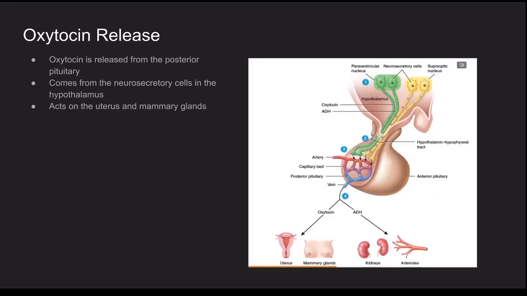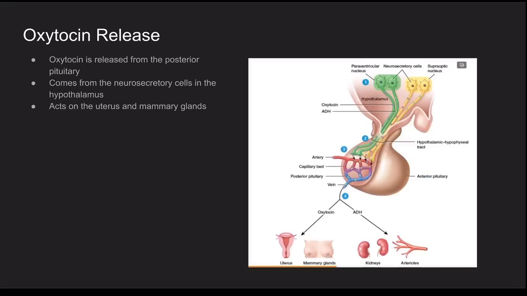Alright, let's get started. So first we should review where oxytocin is released from. Oxytocin is released from the posterior pituitary. As we know, the posterior pituitary is an extension of the hypothalamus. Unlike the anterior pituitary, the posterior pituitary does not synthesize its own hormones. These hormones come from the neurosecretory cells in the hypothalamus. These cells produce oxytocin, which acts on the mammary glands, which we will be focusing on for this learning objective, and it also acts on the uterus. In addition, the neurosecretory cells also produce ADH, but we will not be focusing on that for this video.